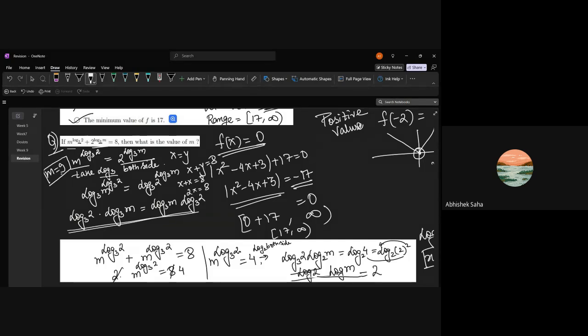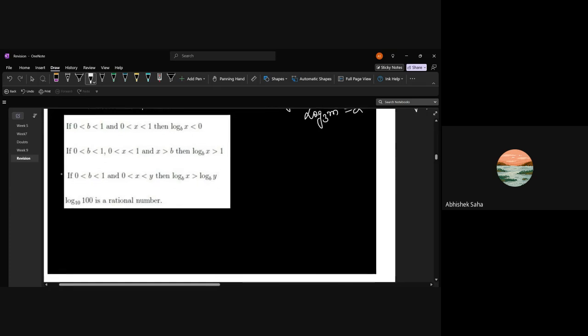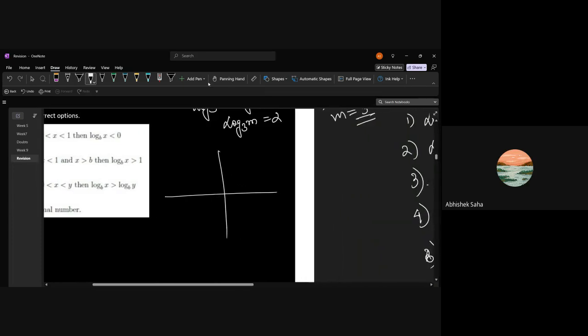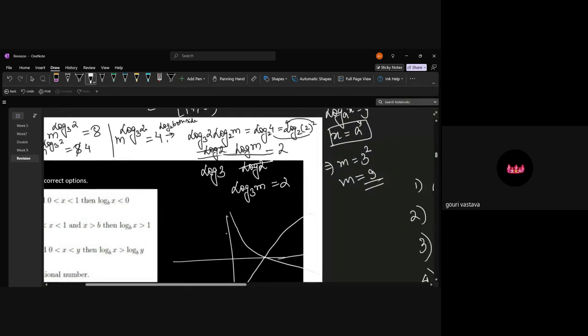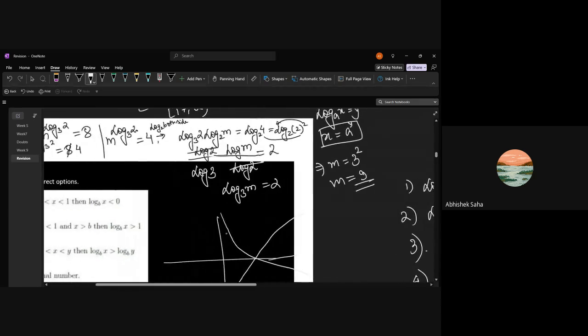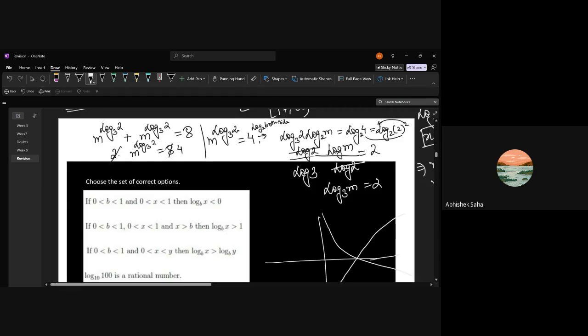Okay, let's move on to the next question. This is again the properties of the logarithm function. Sir, I have a doubt. Sir, we have taken 2 raised to log base 3 of 3m and equated it to 2 raised to 2. So we could have equated the powers also, right? Yes, you can equate the powers also.